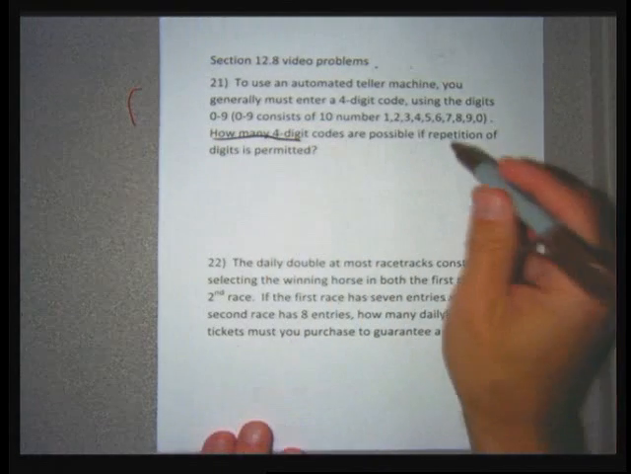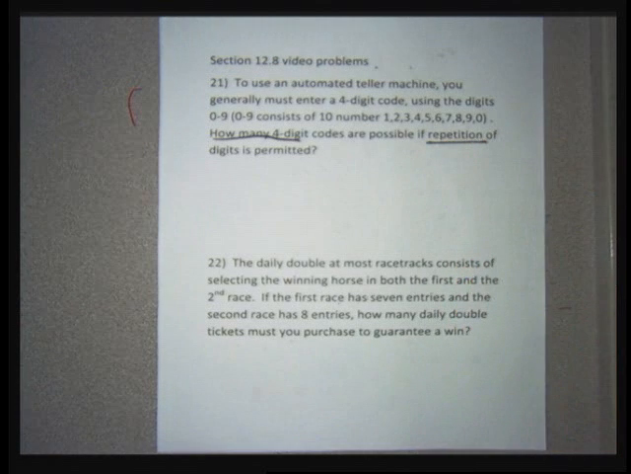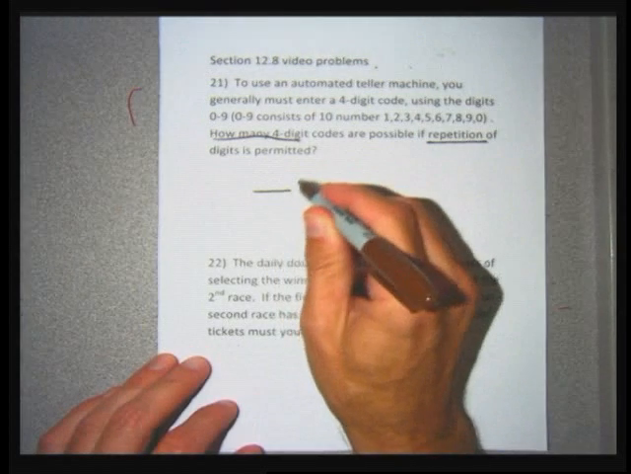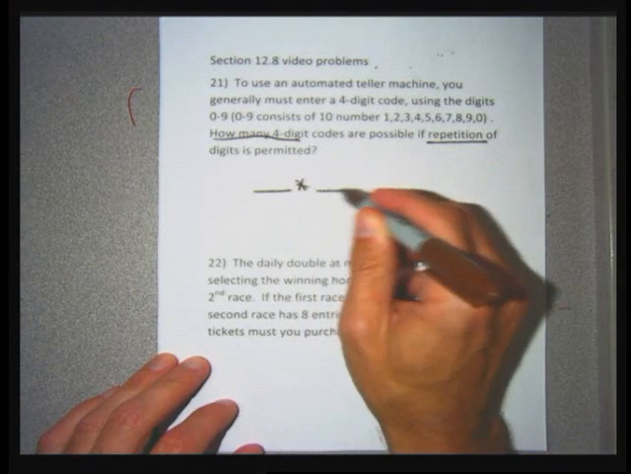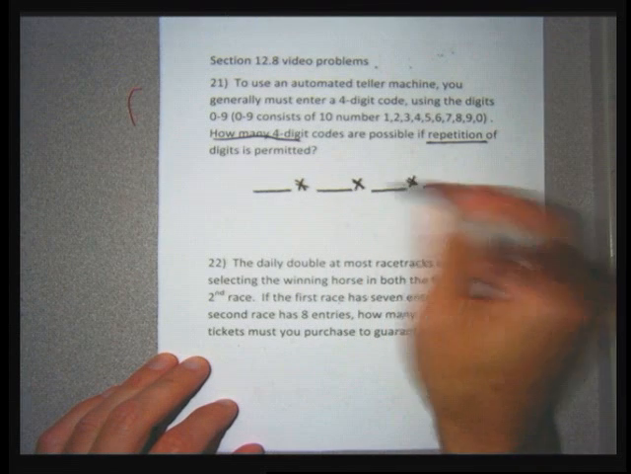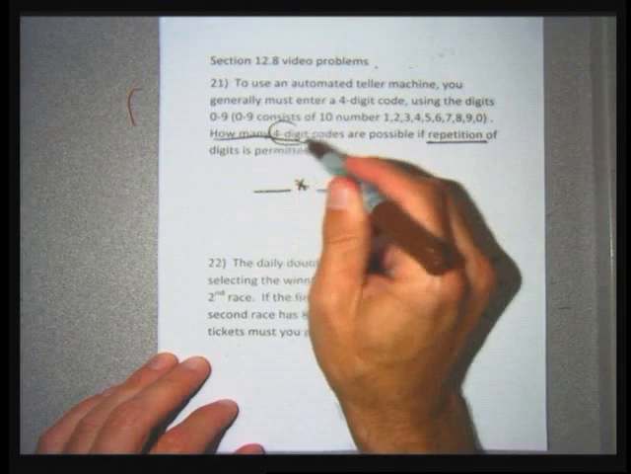And then the author might kick in a new phrase: if repetition is permitted, that means any digit can be used more than one time. So once I use a digit, I'm still allowed to use it. That's kind of like with replacement. So repetition in this section is equivalent to with replacement in our earlier problems. To answer the question of how many, I'm going to make, in this case, 4 lines separated by times signs. The reason I'm making 4 lines is because I'm trying to make a 4-digit code.